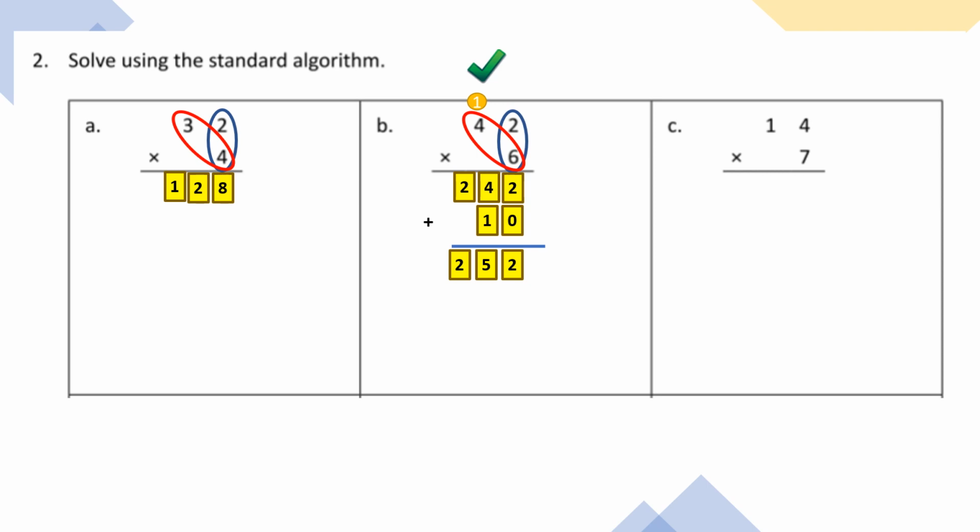Now let's move on to C. We have 14 times 7. So again, let's start by multiplying 7 times 4. And 7 times 4 is 28. So we're going to write our 8 in the ones place and carry our 2 over the tens place.